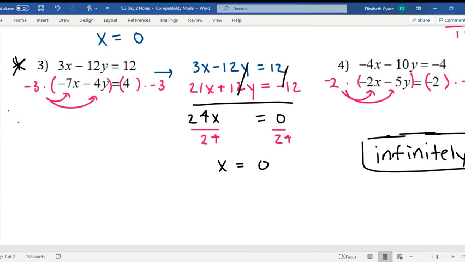Okay, cool. All right, now we have x equals 0.